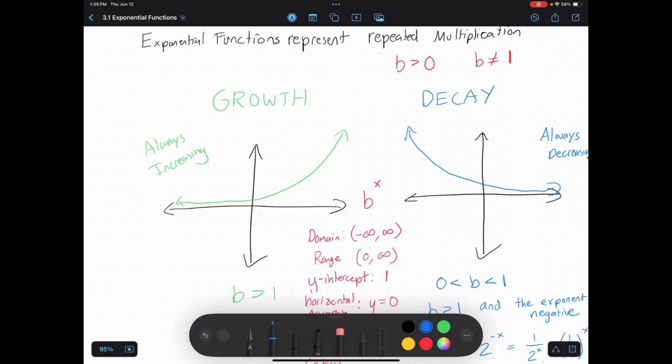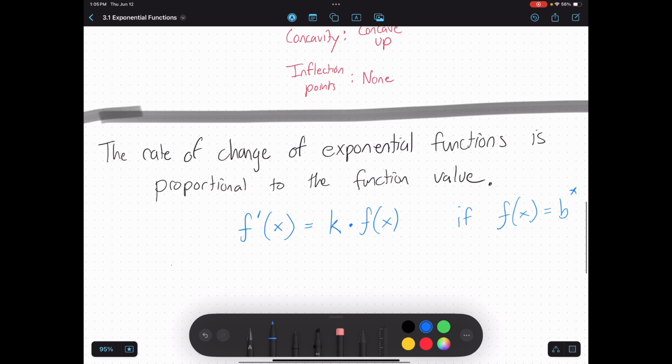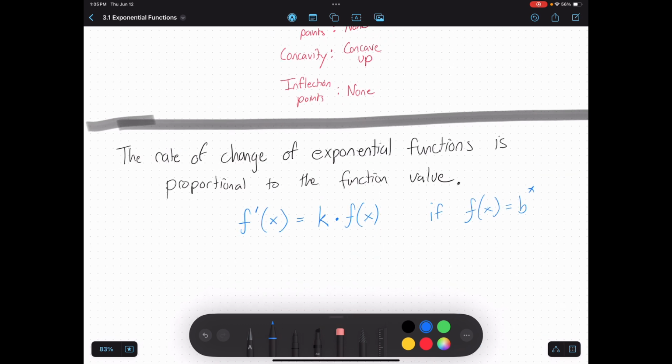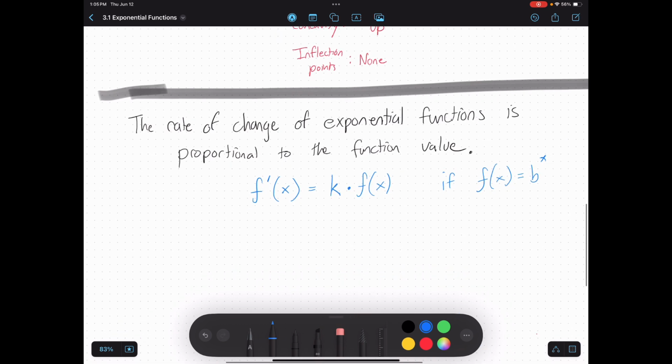And we'll relate this to specific applications. Once again, we'll relate this in 3.3 and 3.4, where we'll talk about how it makes sense in specific contexts. But this is one very important property of exponential functions. And so with that property, what does that mean?